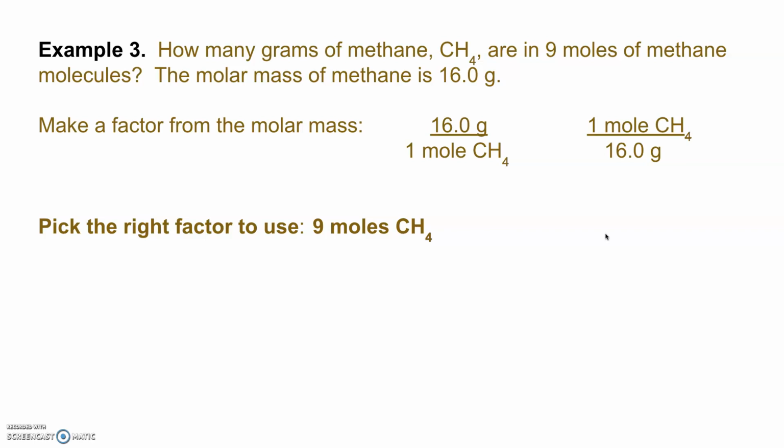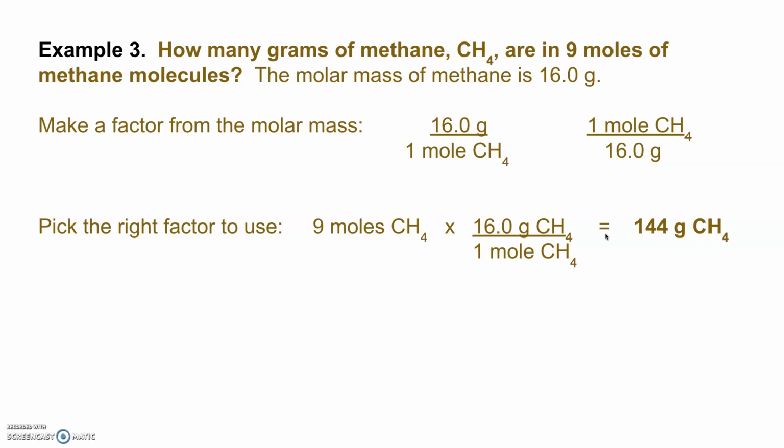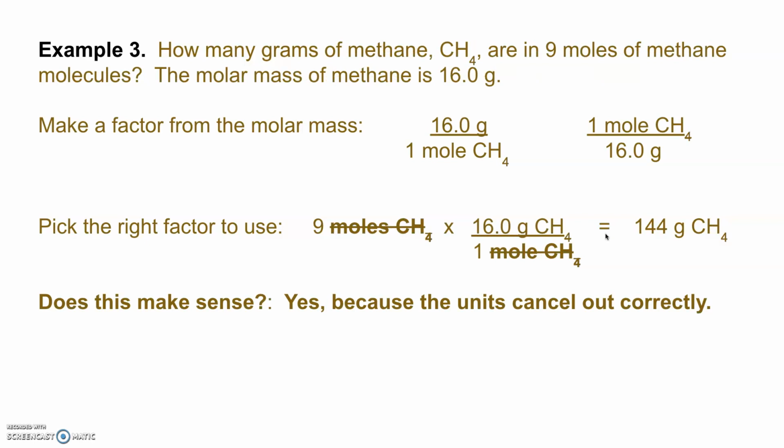We're going to pick which factor is going to help us solve this problem. First, we need to look at the problem. What's our starting measurement? 9 moles of CH4. So we're going to choose the factor that has 1 mole of CH4 on the bottom. The arithmetic is 9 times 16 divided by 1, which gives us 144. That's the number of grams of CH4 in 9 moles. Does that make sense? It does, because our factor has moles of CH4 in the denominator. It cancels out the moles of CH4 in our starting measurement and leaves us with grams of CH4.